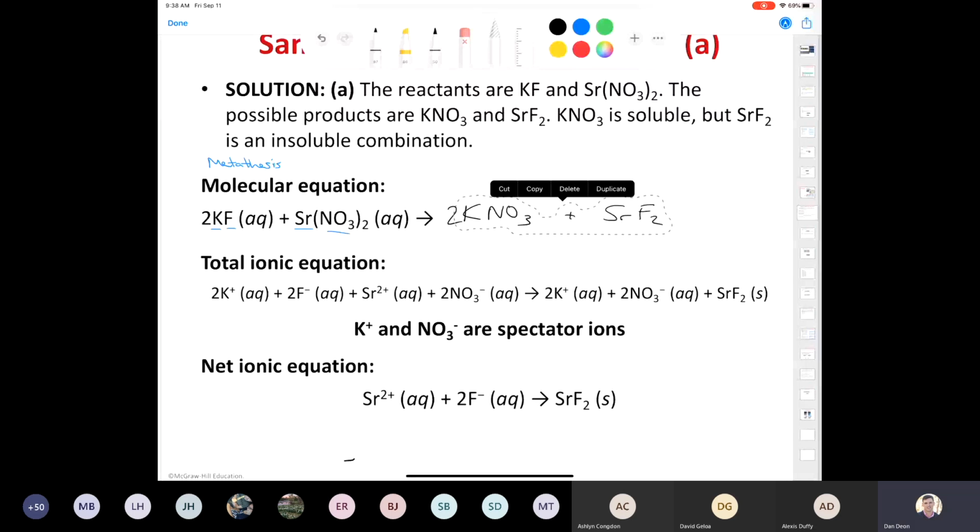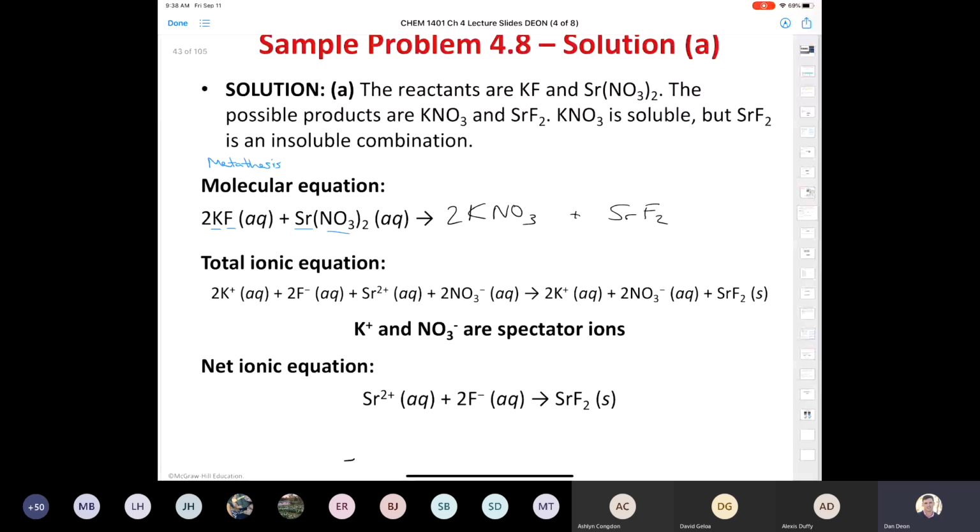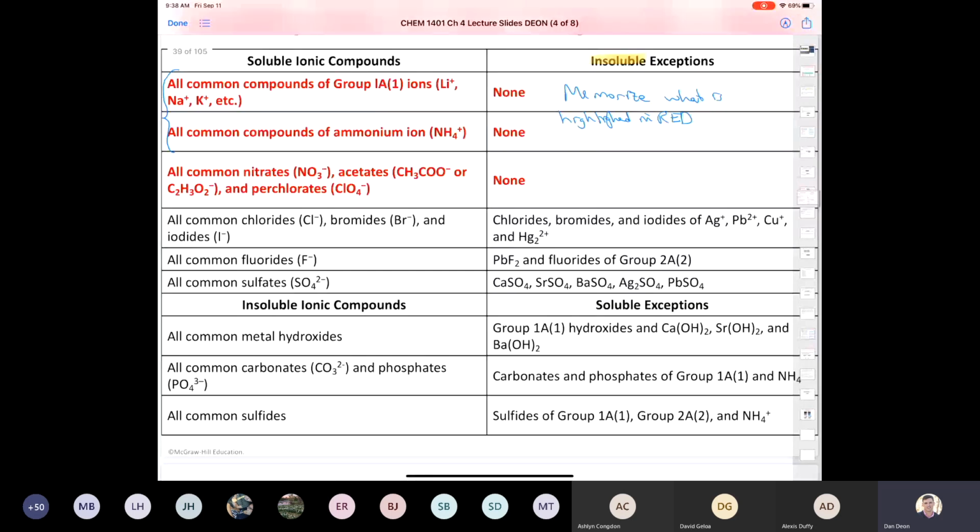Nope, I didn't mean to do that. Paste. I meant to do copy. There we go. So now let's go back, all the way back to the solubility table. My solubility table. There we go. Paste.